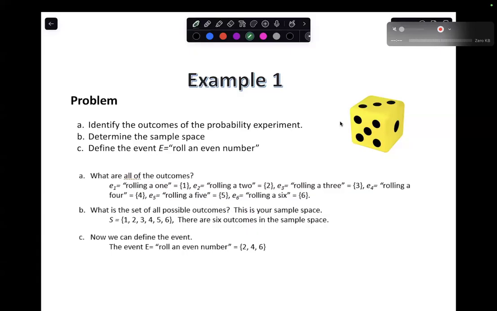On B, they want the set of all possible outcomes. This is the sample space. So in this case, similar to A, but it's just all put together. My sample space is 1, 2, 3, 4, 5, or 6. So this is something I will ask you. I will ask you to give me the sample space.